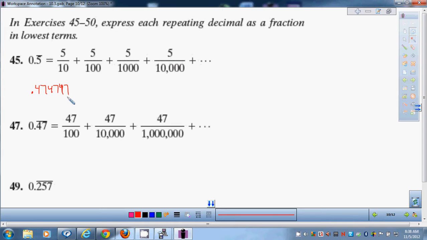Well, couldn't you break that down into 47 over 100 plus 47 over 10,000 plus 47 over a million, etc.? Couldn't you just break that down into all the little 47s added together? Yes, you could. If you write it down like that, it's nothing more than a geometric sequence. You could take any term divided by the previous term. So 47 over 10,000, divided by the previous term, 47 over 100. Flip and multiply.